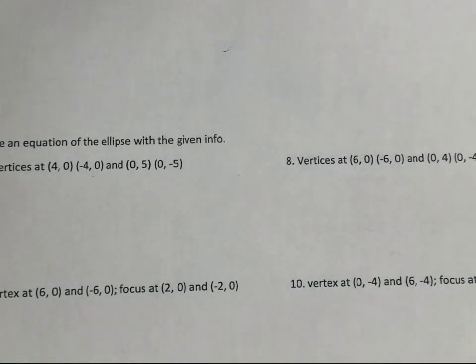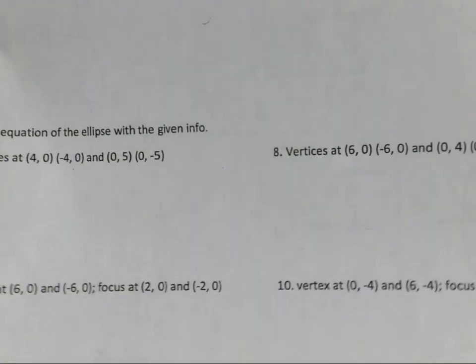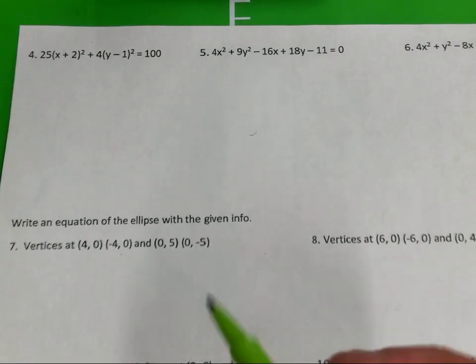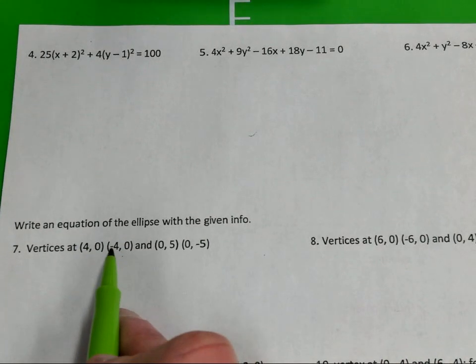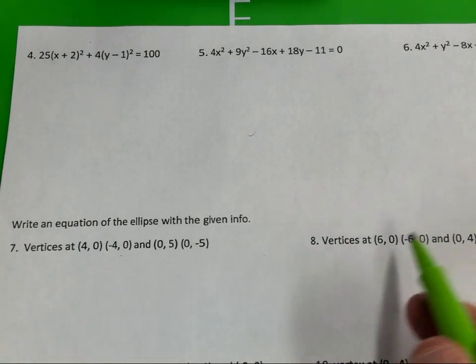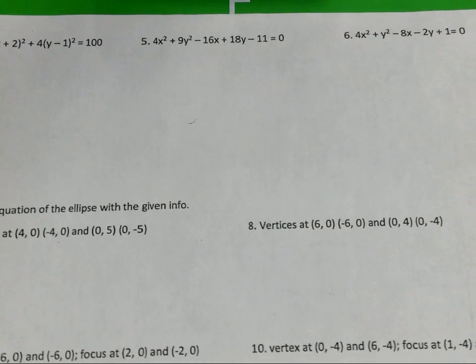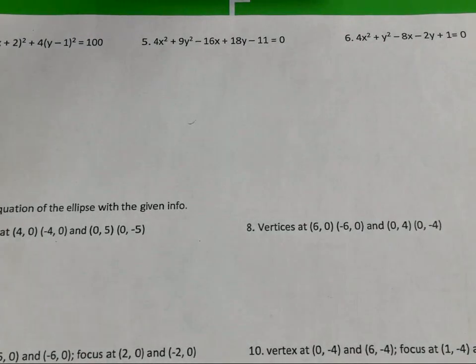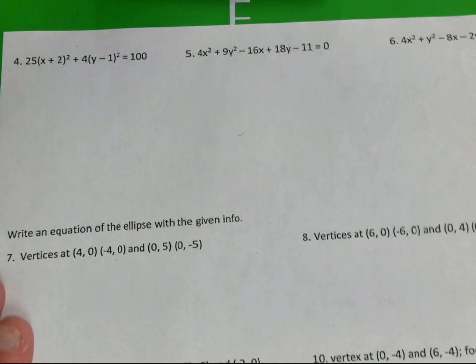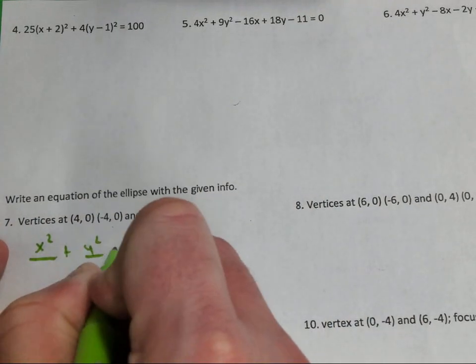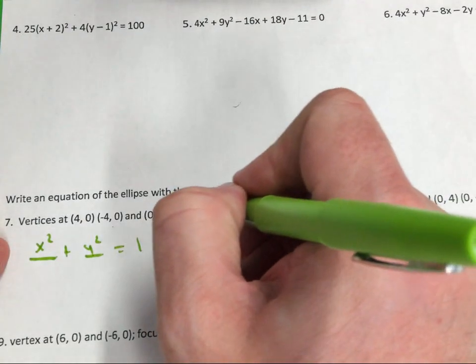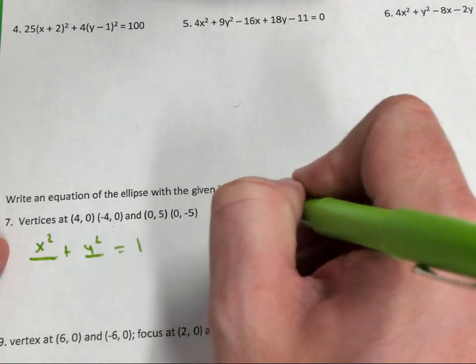All right, number 7. I want you to look at number 7 and 8 and see how they're set up. Do you see how they gave your vertices at 4, 0, negative 4, 0, 0, 5, 0, negative 5, and over here 6, 0, negative 6, 0, 0, 4, 0, negative 4? Where do you think the center of this ellipse is? It's 0, 0. When you have stuff like that, you can just know the center's at 0, 0. So I'm going to put x squared plus y squared equals 1, and because the center's at 0, 0, I don't have to put parentheses.